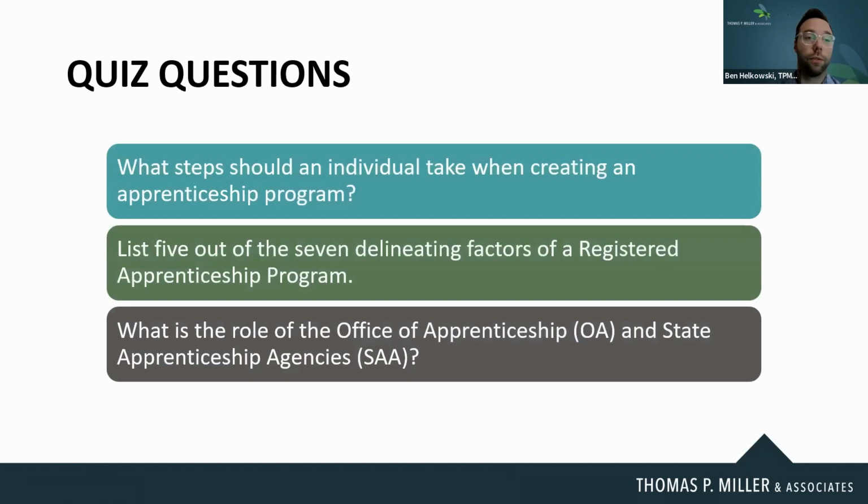Ahead of getting to that, we gave you some homework, so we want to go over those quiz questions. What we want to do really quickly is go over what those questions were, and the answers will be provided after. Question 1, what steps should an individual take when creating an apprenticeship program? Question 2, list 5 of the 7 delineating factors of a Registered Apprenticeship Program. And question 3, what is the role of the Office of Apprenticeship and state apprenticeship agencies?